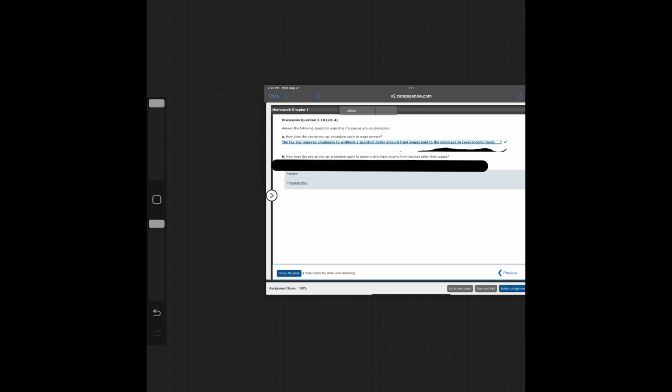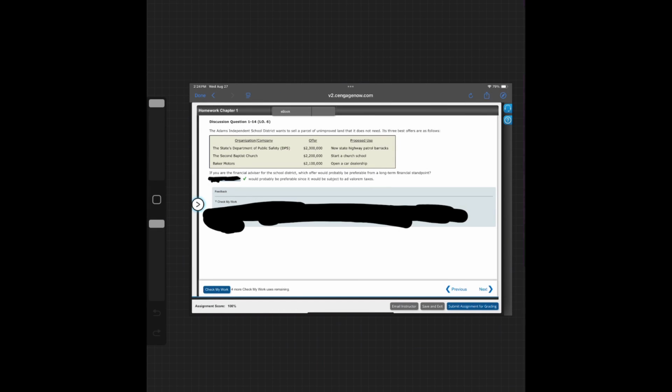That's the answer verbatim. So, all right. How does the pay-as-you-go procedure apply to persons who have income from other sources besides wages? And the answer is, the tax law requires the taxpayer to make quarterly payments to the IRS for estimated taxes. That is number 5, I think. It's either 5 or 6.